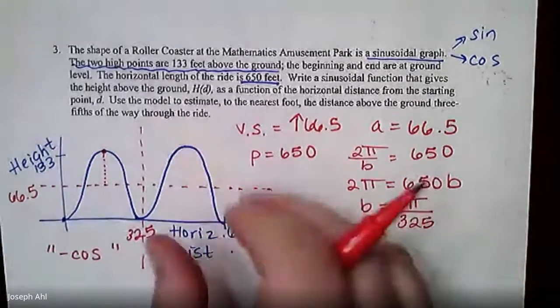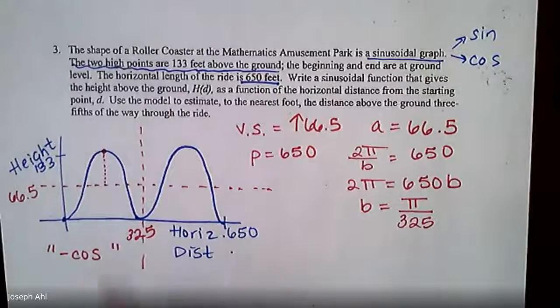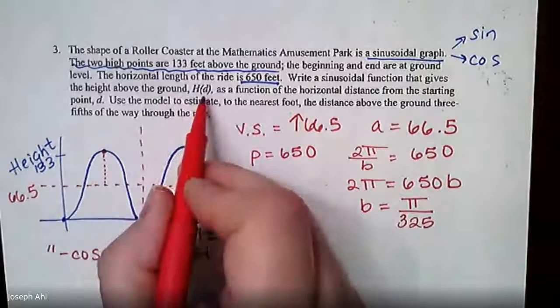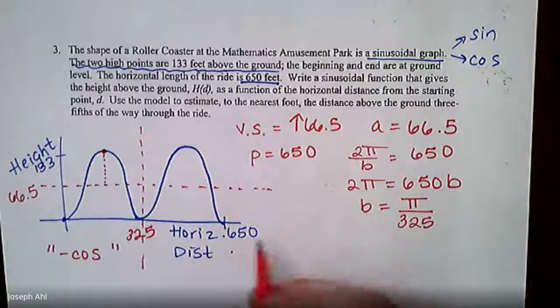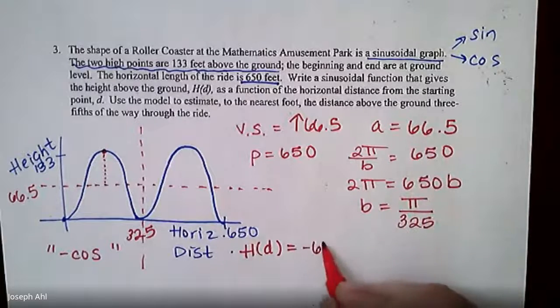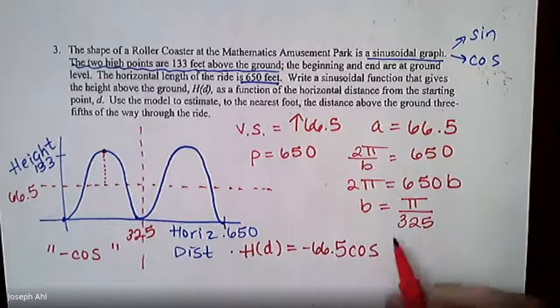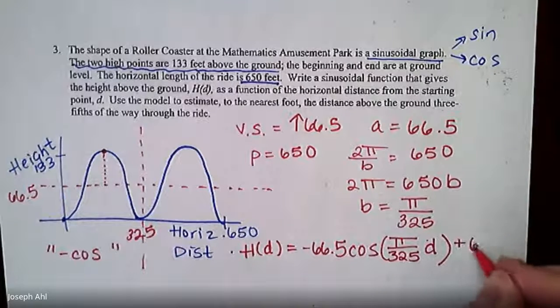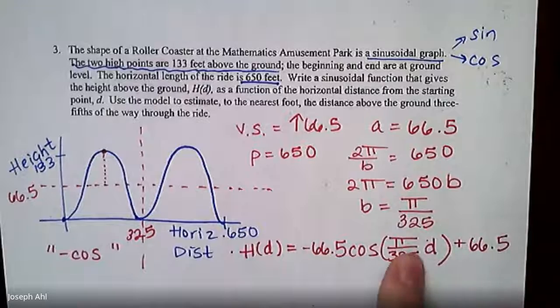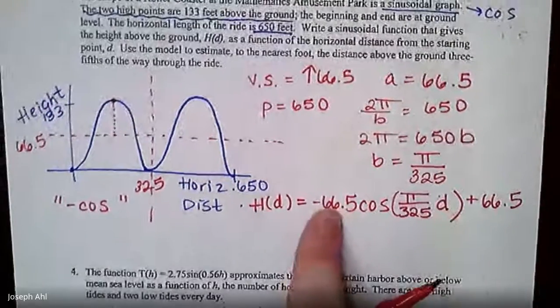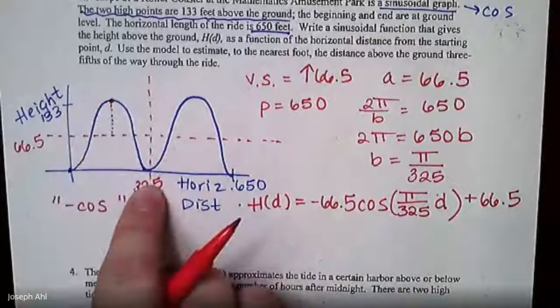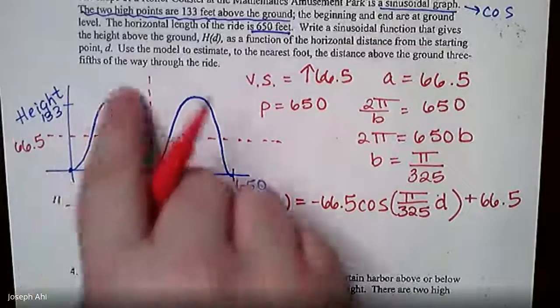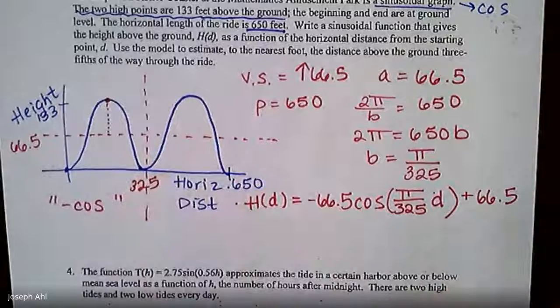So putting all of these pieces together, and don't forget it's upside down cos, the height above the ground, which it says is h of d, h of d would be negative 66.5 cos, and this would be pi over 325 d plus the vertical shift of 66.5. So the frequency goes there next to d. There's my amplitude. Negate it to make the roller coaster go from bottom to top. Okay, and then add on that vertical shift at the end.